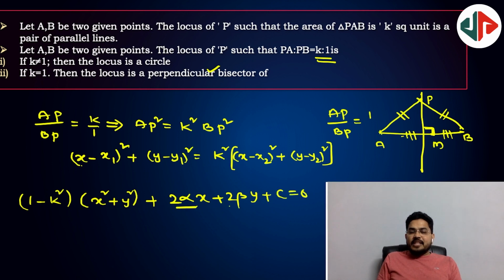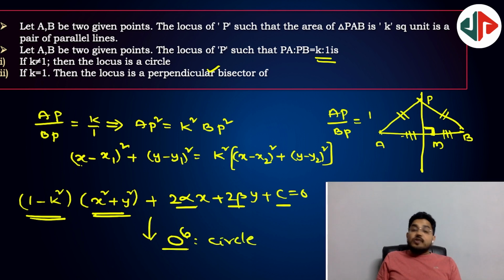Whatever this is, I am least bothered about. But here what happened? The x square coefficient is equal to the y square coefficient. There is no xy term. So it will represent a circle. So this is how you are going to get it. And when K is known, after simplifying, you can find the center and the radius of the circle.